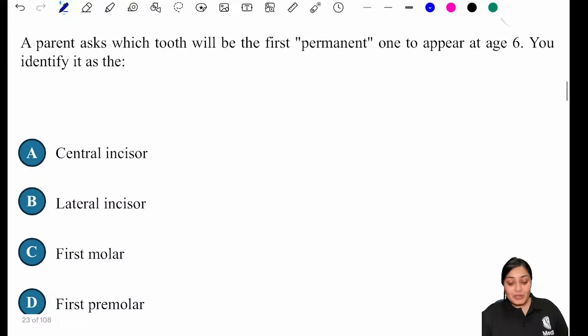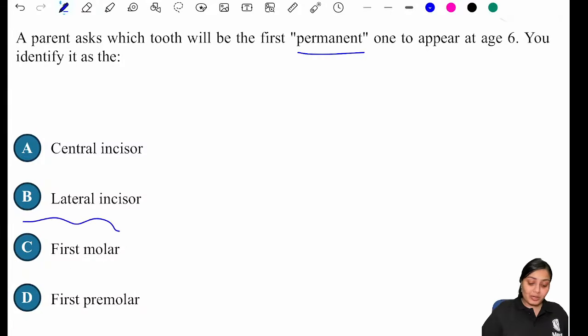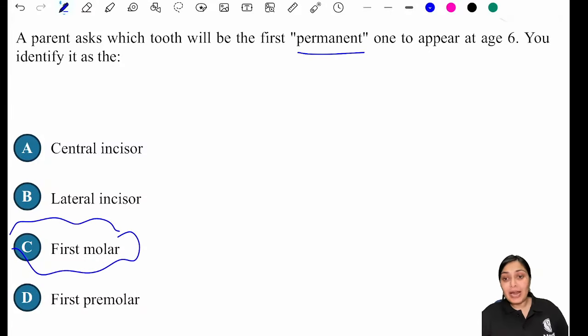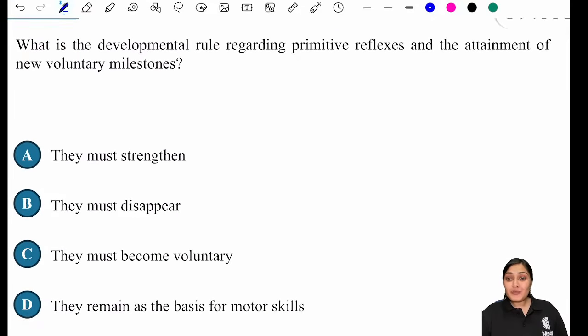Okay, so the next question also follows the same concept. A parent asks which tooth will be the first permanent one to appear at the age of 6. 6-year molar, remember? So the first molar is the first permanent tooth that appears. Now let's move to the next question. We are done with dentition.